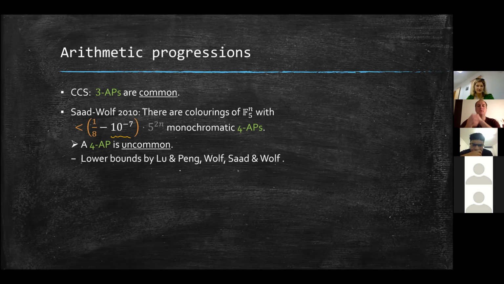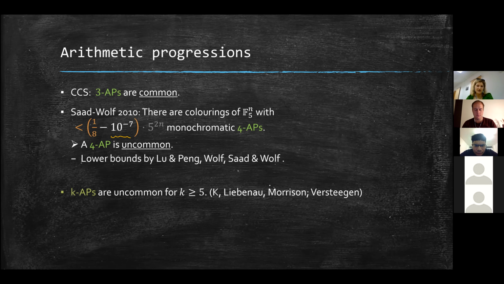But the research doesn't stop there, because it's still interesting to ask what is actually the minimum. There was a lot of work on that by various authors. And what about longer arithmetic progressions? Well, there's no obvious monotonicity there, but we've shown that for k at least 5, K-term arithmetic progressions are uncommon. And this was shown independently by Leo Versteegen.